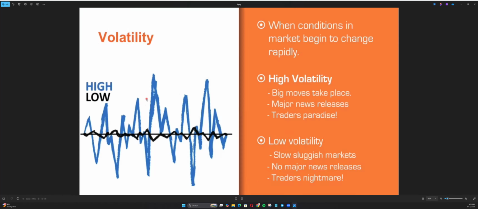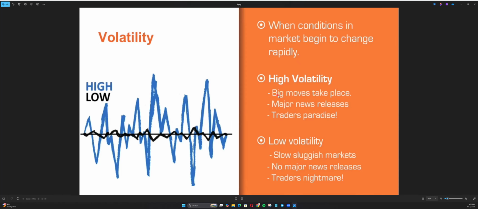Now, volatility. Volatility in these terms simply means when market conditions begin to change rapidly over time. It depends on how fast, or the speed at which, the market conditions begin to change. So it just means the market is volatile. You can have a high volatility market, and you can have a low volatility market.